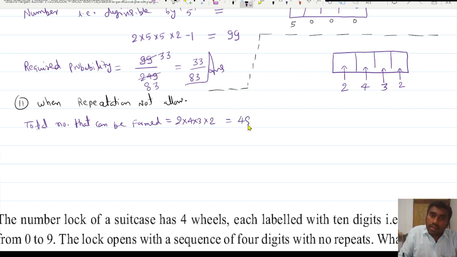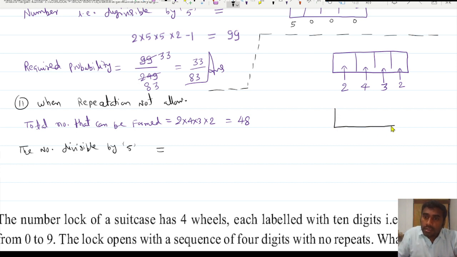So the total number of cases here is 48. Let us count our favorable cases now. We want the number divisible by 5, so the unit place will be occupied by either 0 or 5.